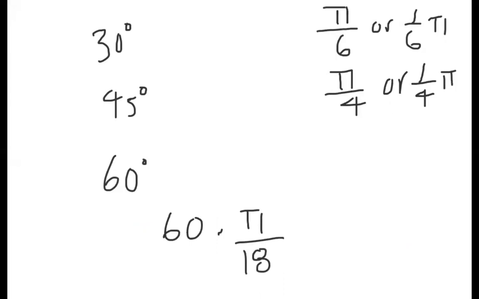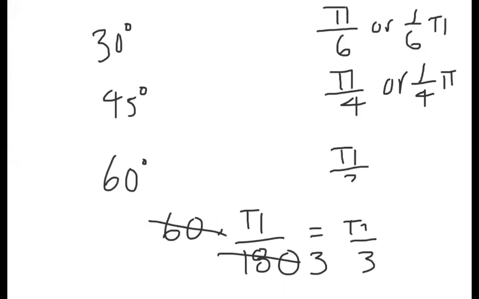So likewise with the 60, if we were to take the 60 divided by 180, when it simplifies out, it would simplify to a third of 180. So 60 degrees would be equivalent to pi over 3, or 1/3.